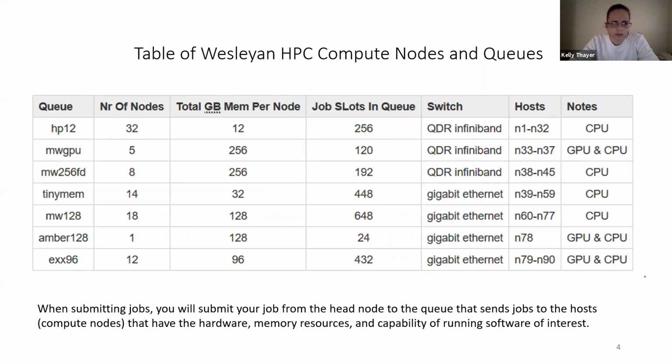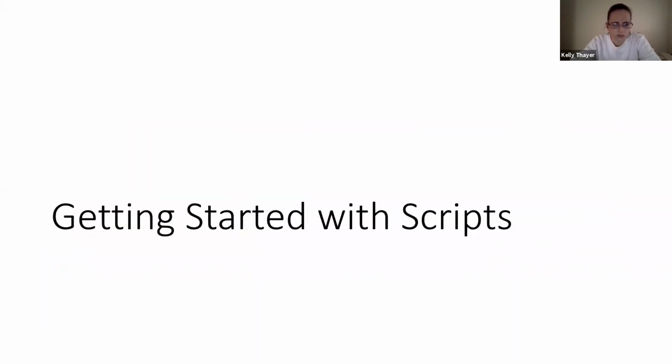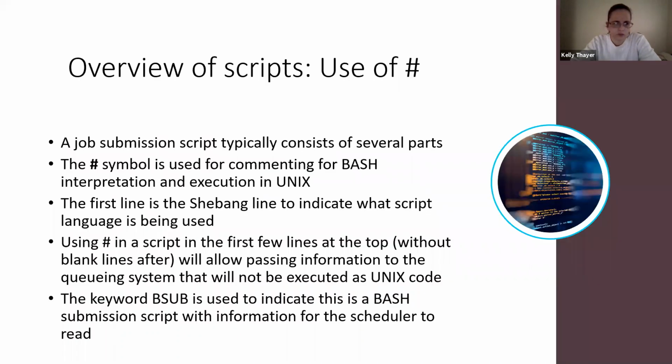So we've been talking about the compute nodes. These are the queues that we have talked about: HP12, MVGPU, MW256, TinyMem, MW128, AMBER128, and EXX96. And so what we'll be talking about today then is how we can take these scripts and configure which of these queues we want to run on, and understand a little bit about what this information on this table is going to be telling us about how we need to set up our configurations for running our jobs on each of them. So let's start out by getting started with some scripts.